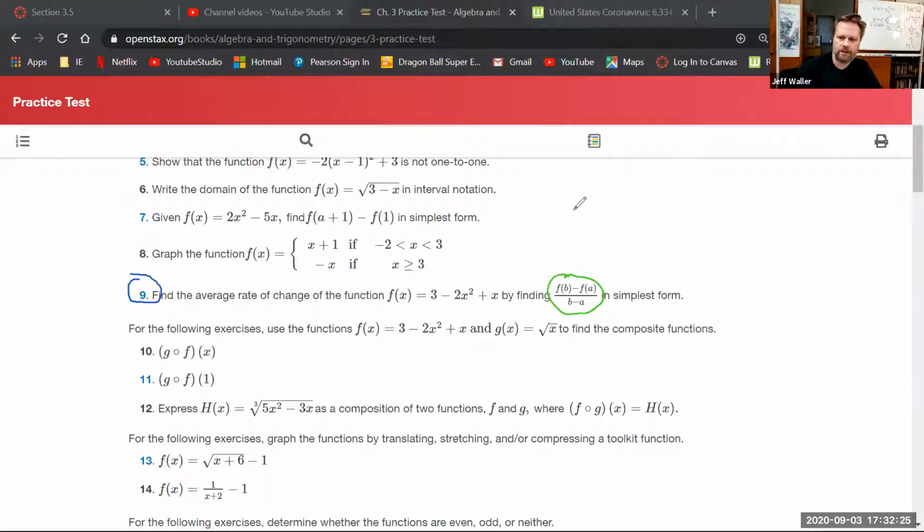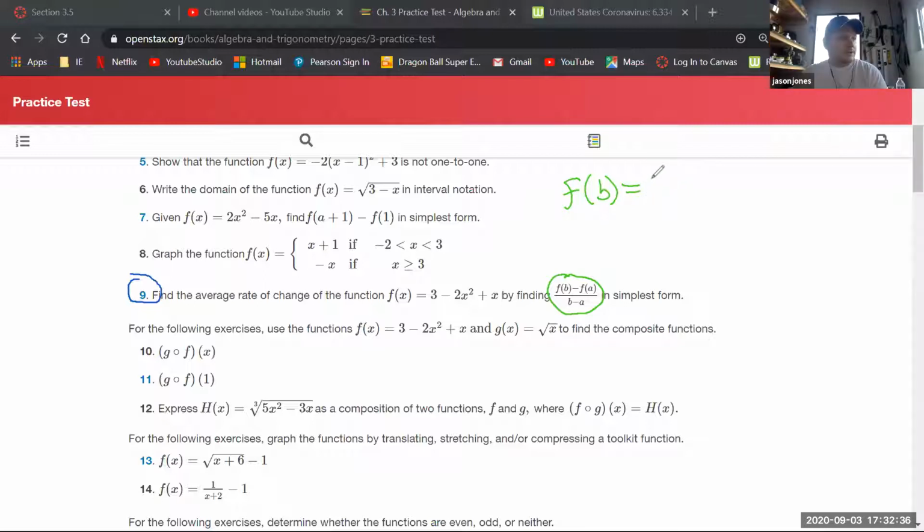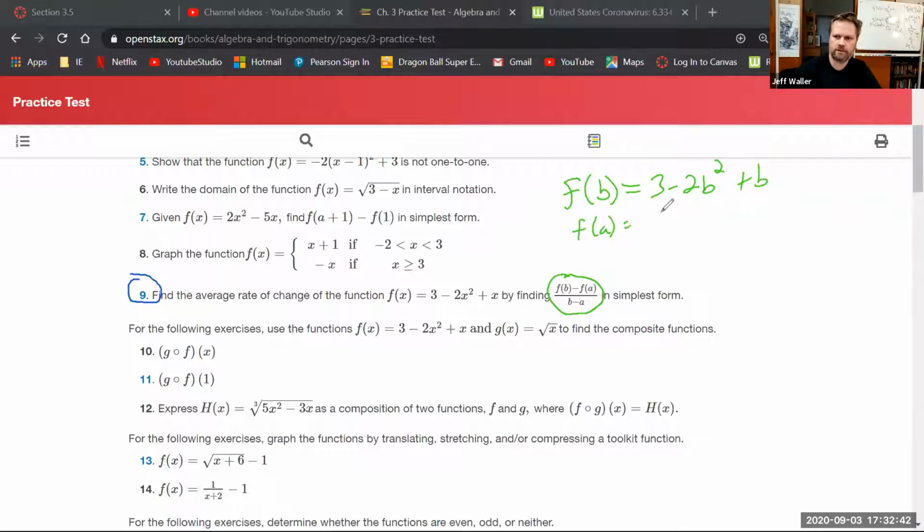I break this problem up. I would say, okay, what's f of b? So what's f of b? It's going to be 3 minus 2b squared plus b. All right, and then, of course, f of a is just going to be the same thing, just with a's in it. So this one didn't really necessarily need to be broken up, but just to remind you guys, break the problem up into parts. So now I've got to do f of b.